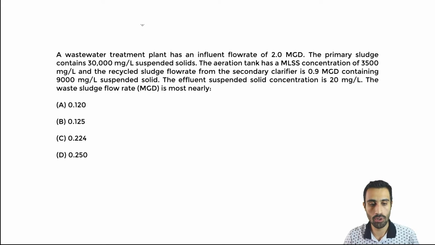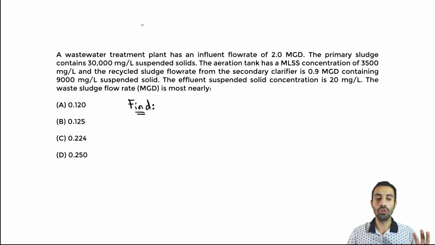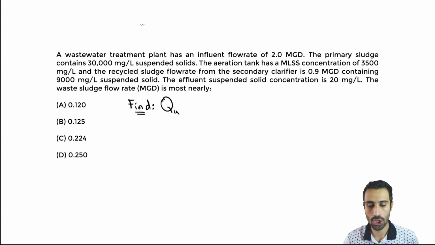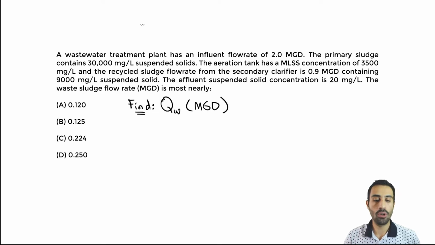So first, let me denote what I want to find. I want to find the waste sludge flow rate, and we can denote it as QW, and that's how it's denoted in the handbook. Let me write it as QW, and we want units in mgd. So we know in this case everything will be mgd, so we don't really have to worry about the units. But what I'll show at the end is how to convert it to gallons per day, because right now it's million gallons per day.